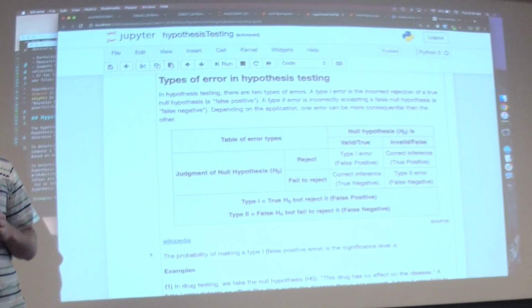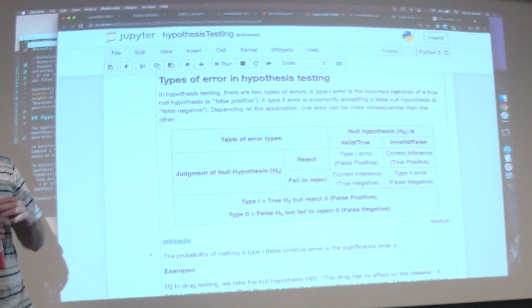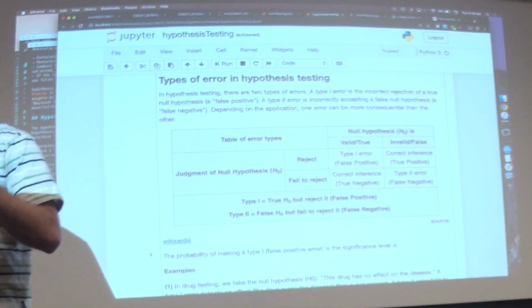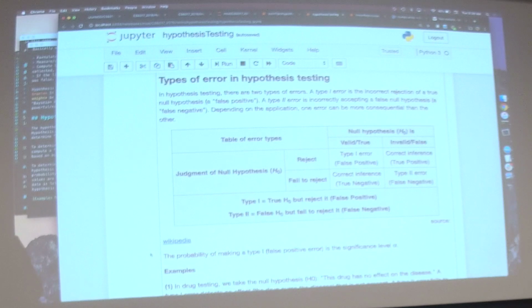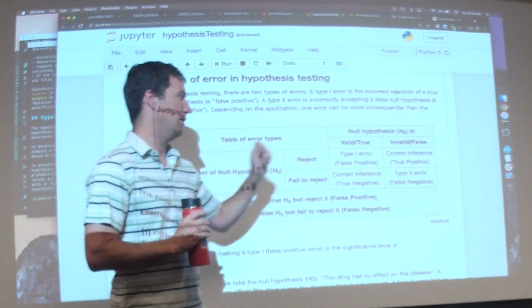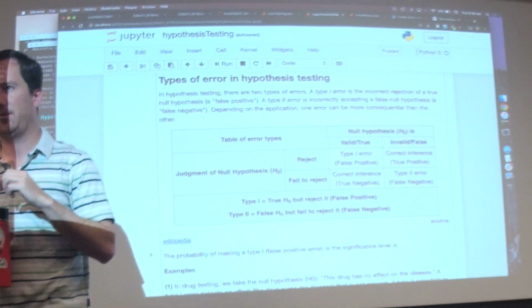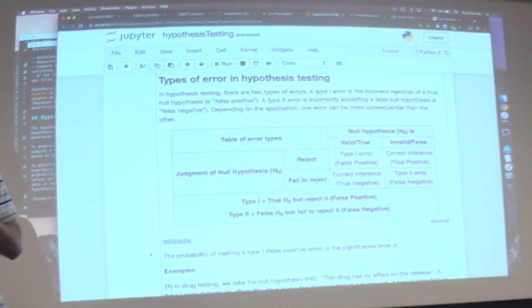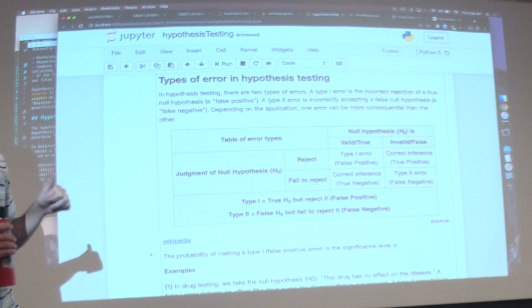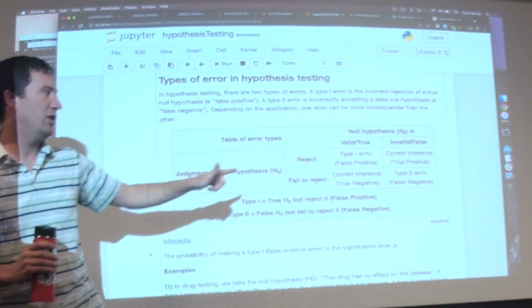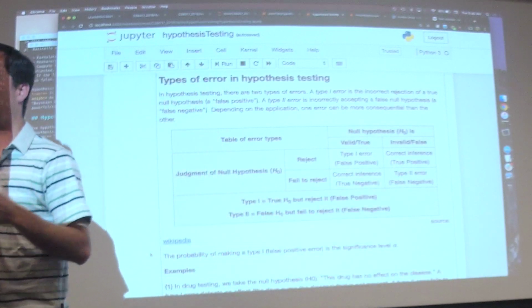So there's kind of 4 things that could happen, right? If the null hypothesis were true, we could either conclude that it might be true or that it is false. So if we reject it when it was true, that would be a false positive. If we reject it when it is false, we say it's false and it was false. We did good. We got it right. If we don't reject it and it is true, that's also good. If we don't reject it and it is false, then that's a false negative.